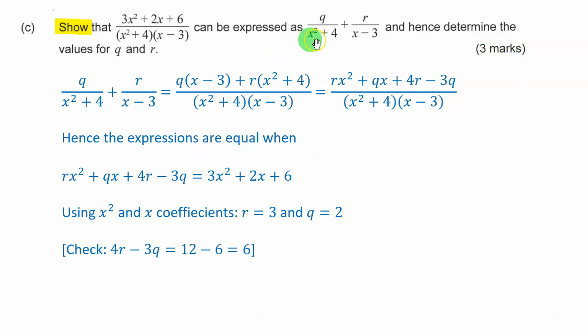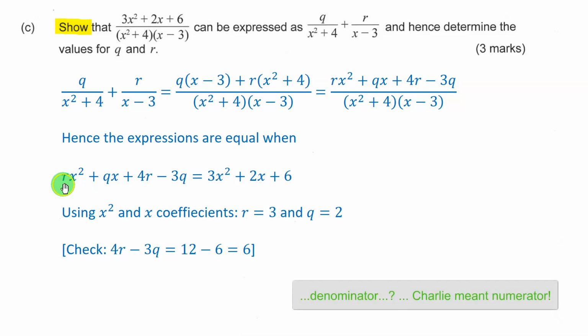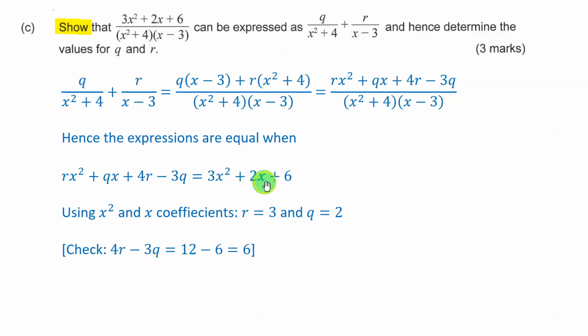Anyhow, here we go. So we'll take this expression, start off with this one, and then cross multiply by x minus 3 times x squared plus 4, and then expand out the top and show that we've got a quadratic upstairs, and hence the expressions will be equal when the numerator here, which is r x squared plus qx plus 4r minus 3q, is equal to 3x squared plus 2x plus 6. And then it's a trivial matter to spot that r must be 3. The q must be 2, and then we better just check that 4r minus 3q gives us 6 for completeness, and when we do that, sure enough it does. So there's a nice little 3 marks.